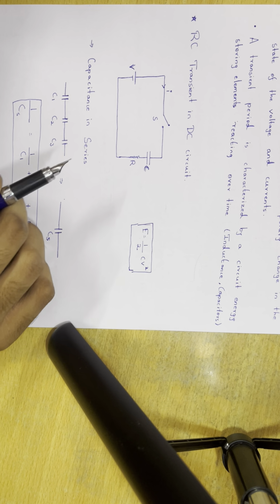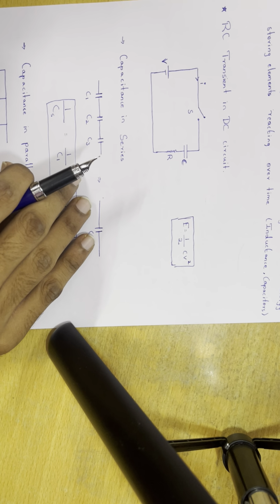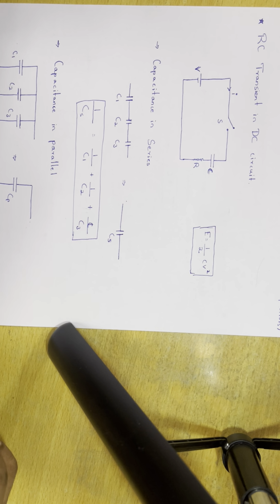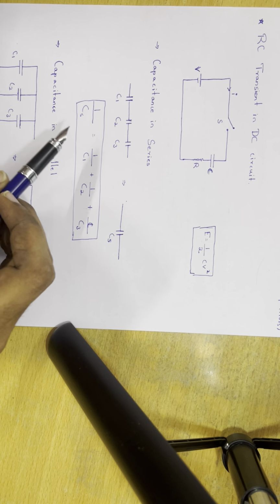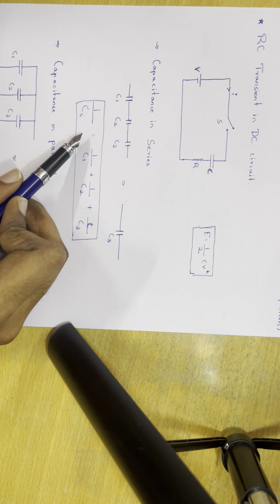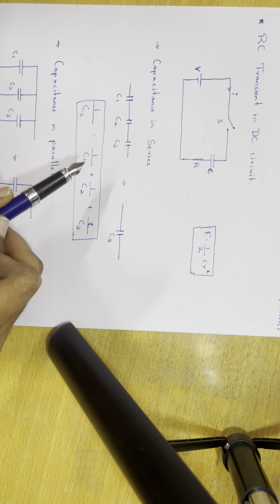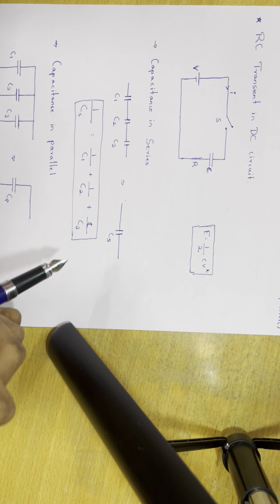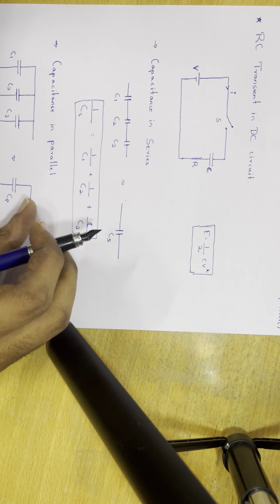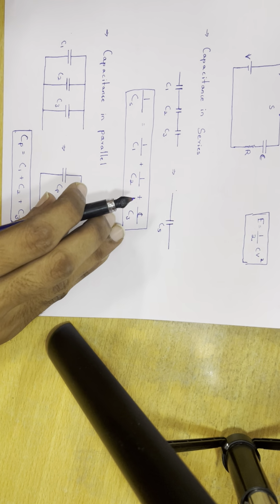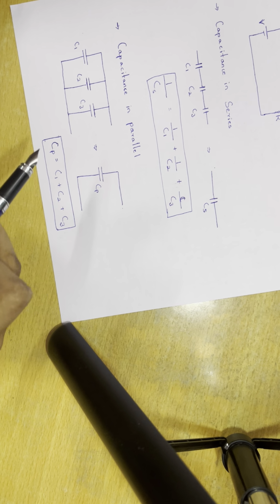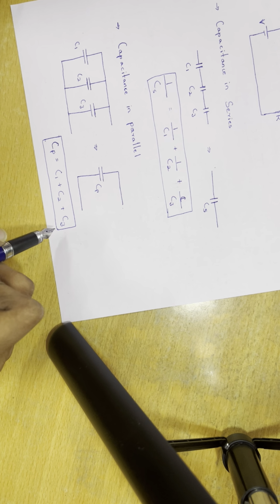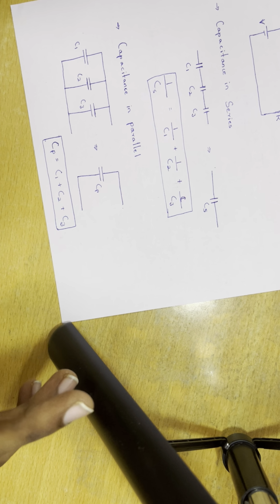And the basic knowledge needed is capacitance. What if capacitors are connected in series? It is opposite to resistances in parallel. If capacitors are connected in series, we consider 1 by Cs equals 1 by C1 plus 1 by C2 plus 1 by C3. And if capacitors are connected in parallel, we consider Cp equals C1 plus C2 plus C3.